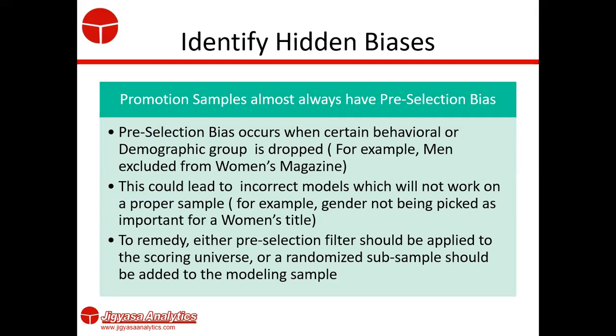Another way to solve this would be to generally create non-randomized subsamples which can correct the bias for the modeling sample.